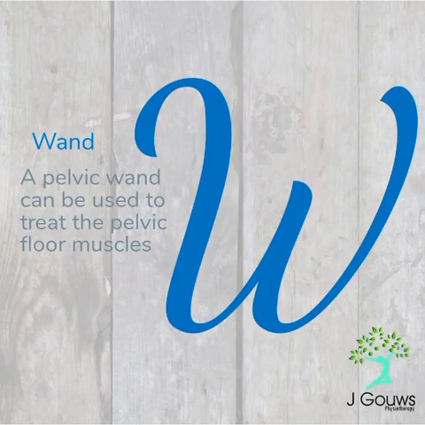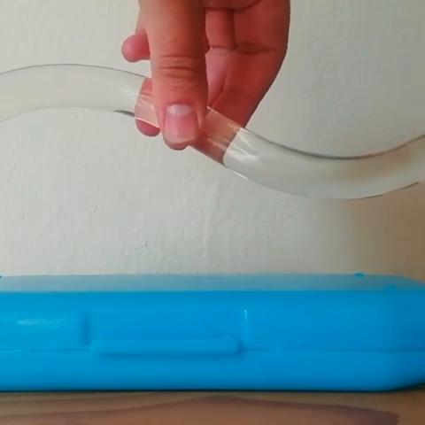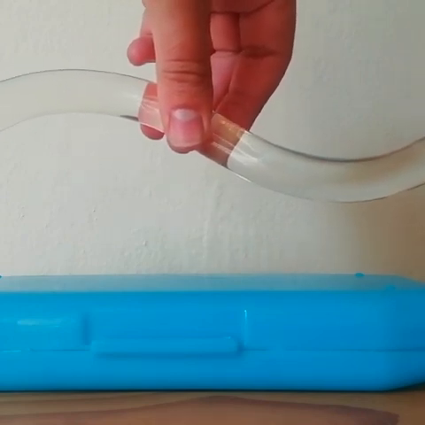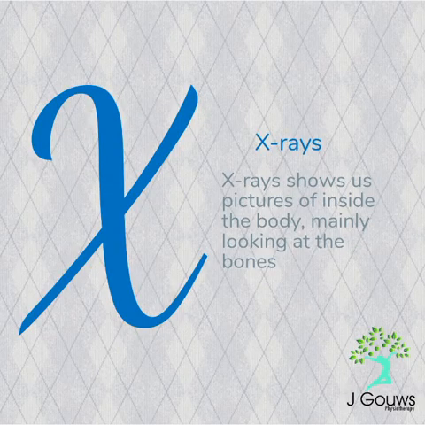W is for wand. A pelvic wand is something that can be used to treat the pelvic floor muscles. It's something that can either be used in practice or even at home if appropriate to reach your pelvic floor muscles.